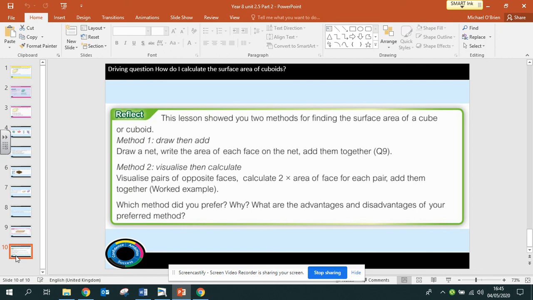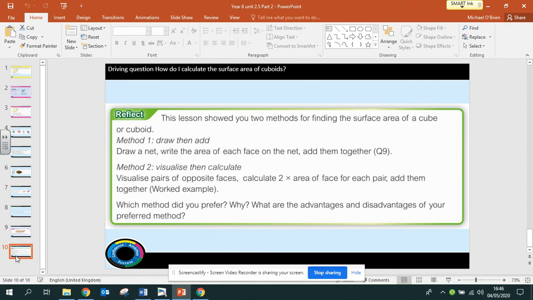Okay, once again, you don't get any answers for this. This is your chance just to think about how we've been doing and what you've been doing for the last few minutes, or for the last 2 lessons. You've been shown 2 different ways of calculating the surface area of cubes and cuboids. Method 1, which we did first, was to draw it, work out the area of each of the sides, and then add them together after drawing your net, which we did both for cubes and for cuboids.